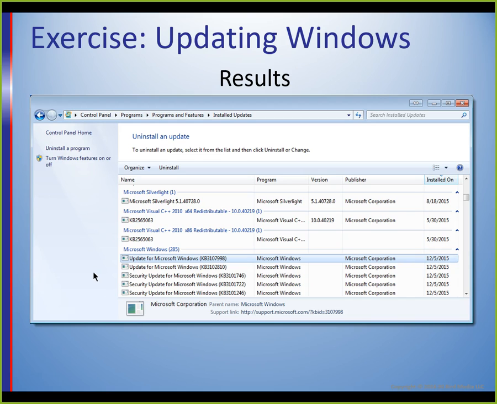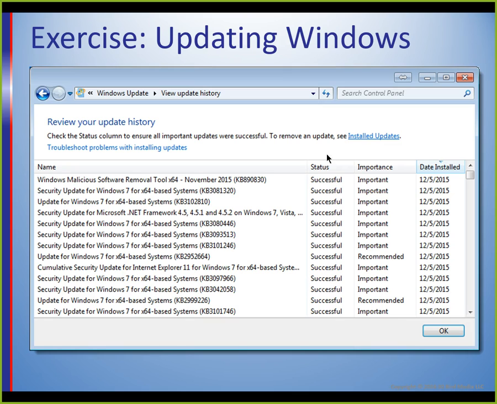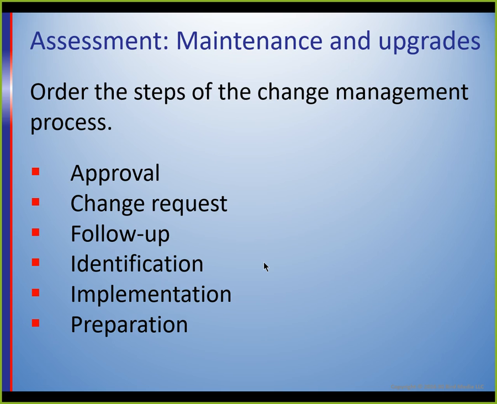Updating Windows, and this is looking to see uninstall and update. When were they installed? What updates are installed? What's the status of them? Installed on, when were they done? And on these, whether it's successful, what's the importance? You get some important, some recommended, and some absolutely positively critical, I guess is what they're going to be called. There are no critical ones showing here, but you have some critical updates as well as important updates.